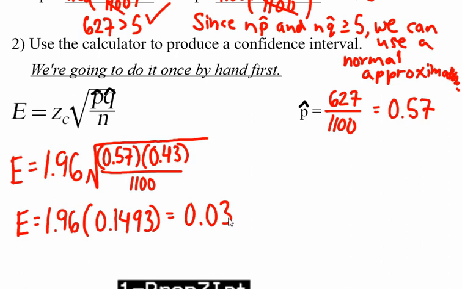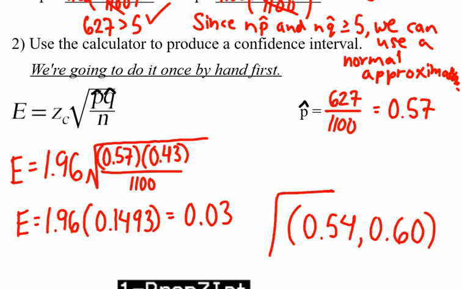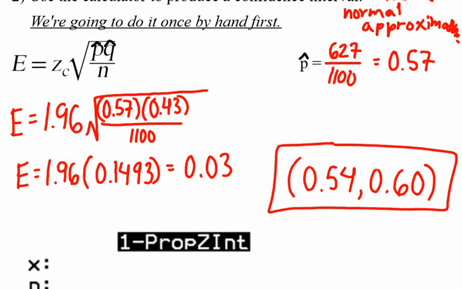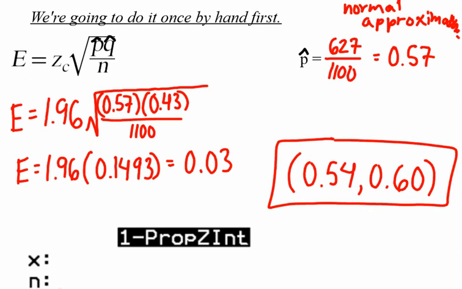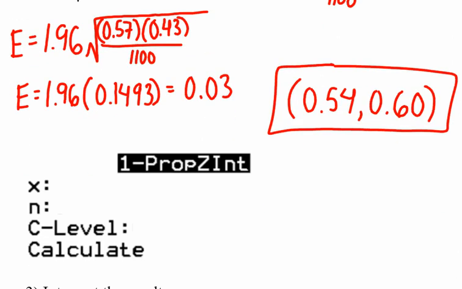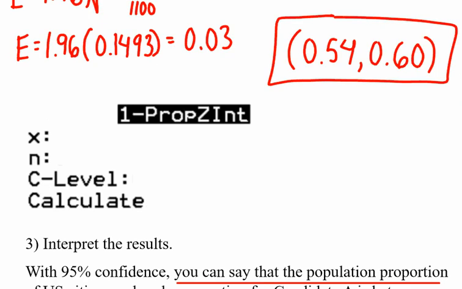So that means if I'm making a 95% confidence interval, add 3%, I'm going to be at 60%, subtract, I'm going to be at 54%. So I would expect that the true percent of people that are in favor of candidate A is somewhere between 54% and 60%. And that's good news for candidate A, because you need more than 50% to win an election, and a 95% confidence interval has got them between 54 to 60. So if you're on that campaign, thumbs up.